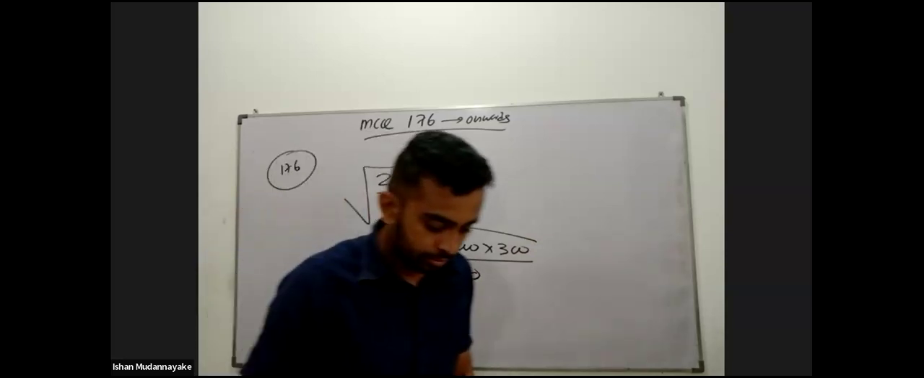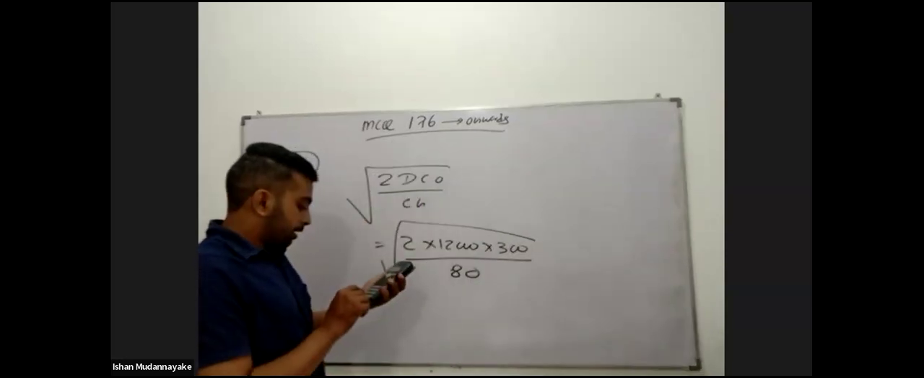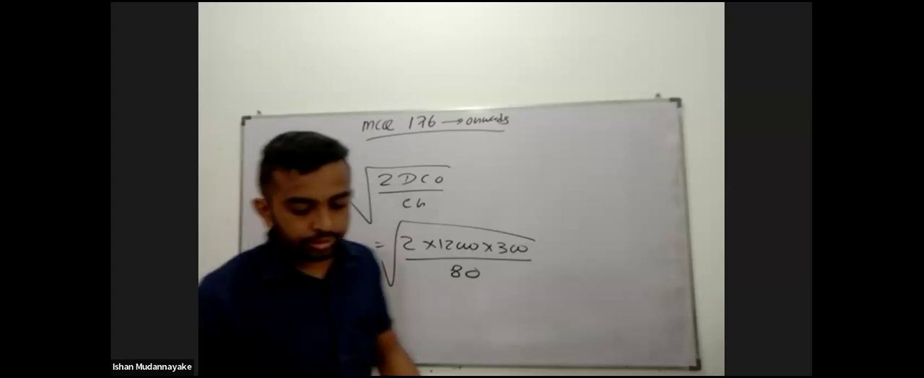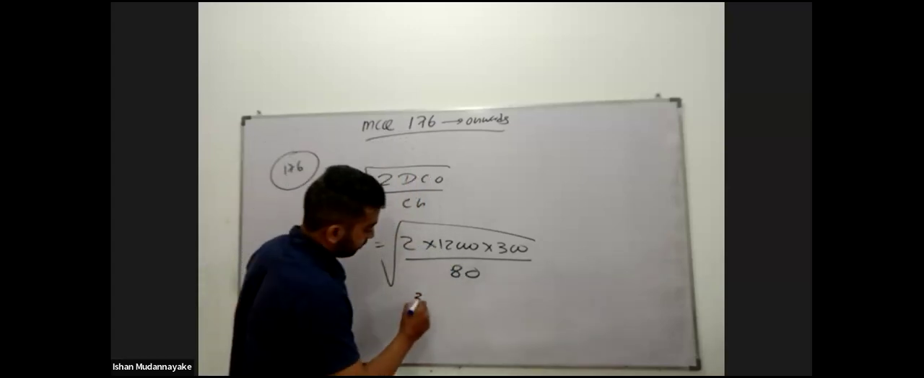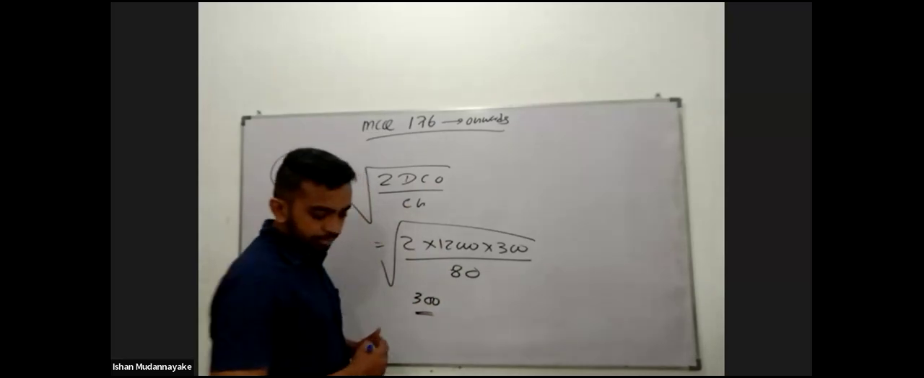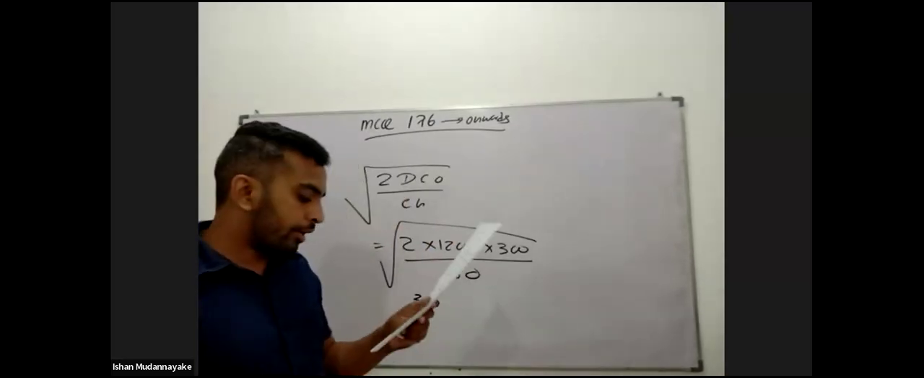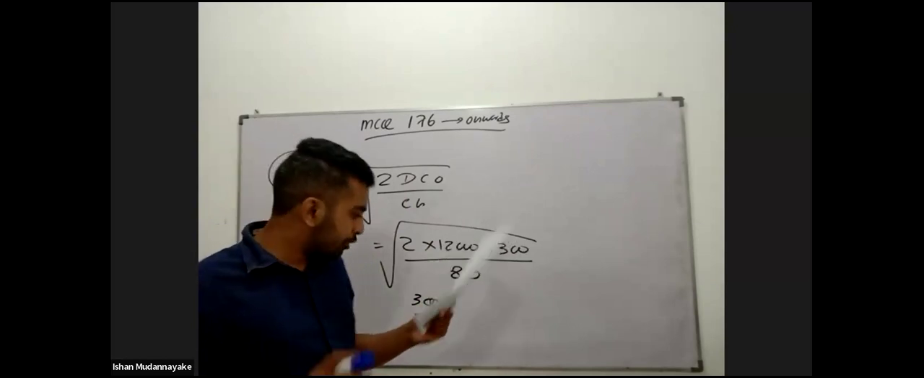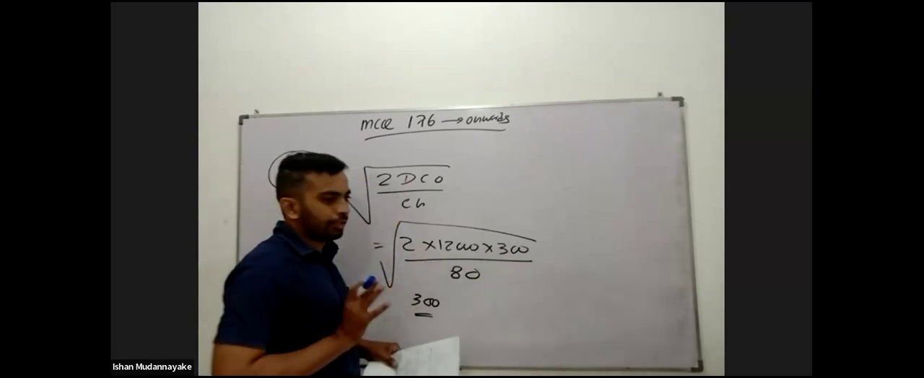Then students, 2 into 12,000 into 300 divided by 80 and then square root. Economic order quantity is 300. And then here you need to calculate annual ordering cost.